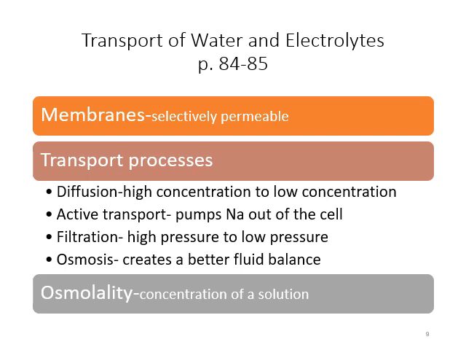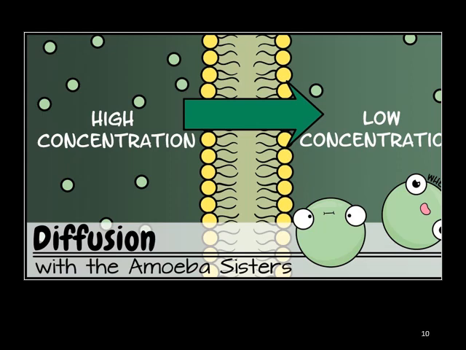Okay, now let me show you some examples. So here's diffusion. Diffusion is high concentration, notice the arrow, to low concentration. Diffusion is the movement from high concentration to lower concentration. This makes a lot of sense because you kind of want to even things out, right? So when something's highly concentrated, it just wants to go through that. Notice that's a permeable membrane there in the middle. And then it goes to an area of lower concentration.